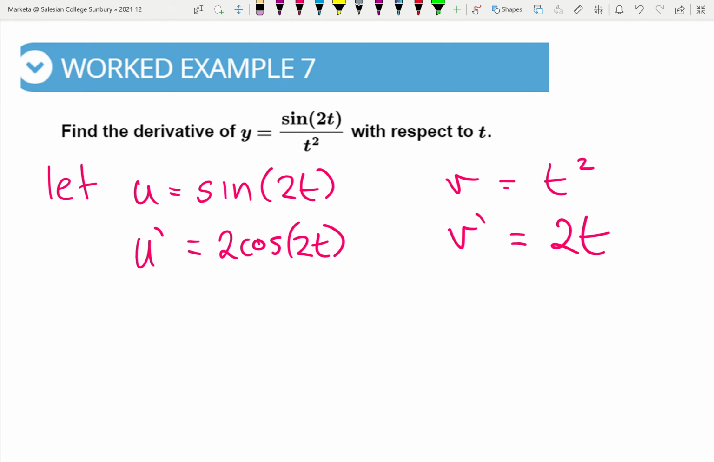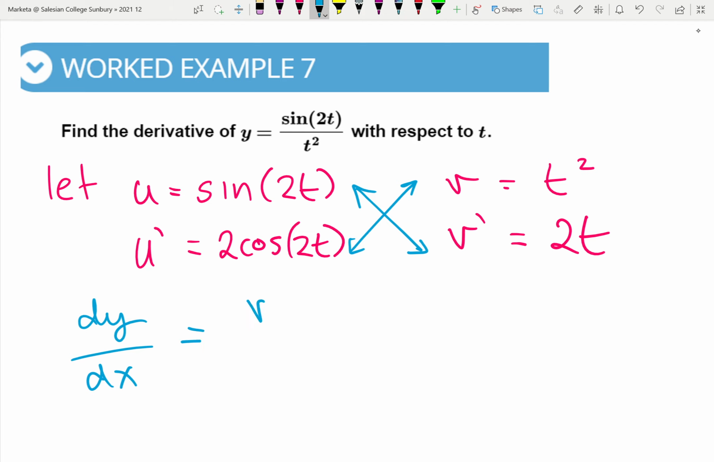So now we've got our parts, and again it's a cross. The quotient rule is dy dx, and there are different ways to write this, but I like to write it like this: vu dash minus uv dash over v squared. Remember from the product rule, we had a plus, and it didn't matter which order you did. Now, because we've got a subtraction, it will matter.